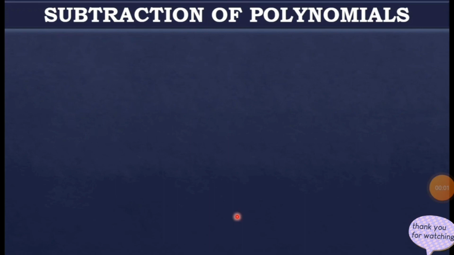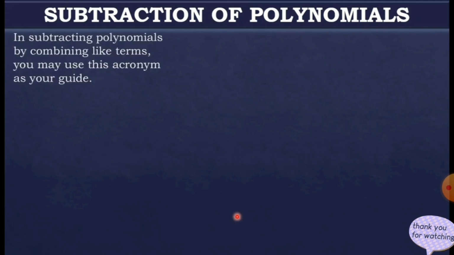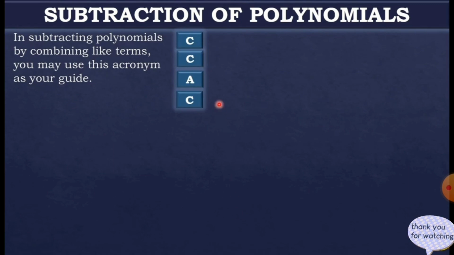Let's proceed to the next operation, which is subtraction of polynomials. In subtracting polynomials, we simply combine like terms and we can use this acronym as our guide. So CCAC. So anong ibig sabihin ng CCAC? So just like sa adding polynomials, merong procedure or guide for us to follow.